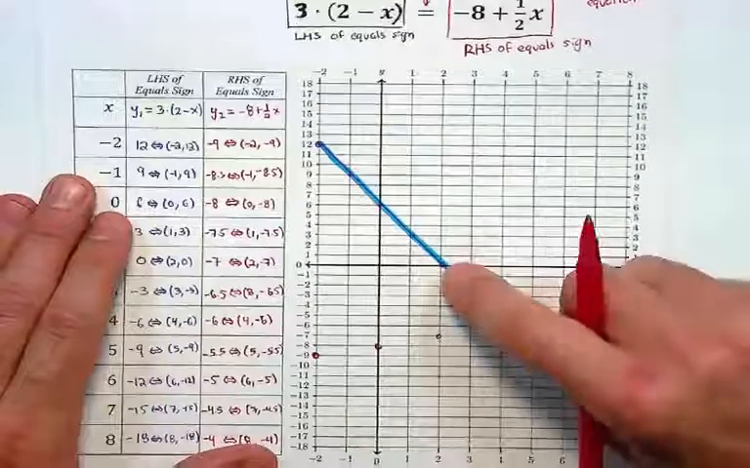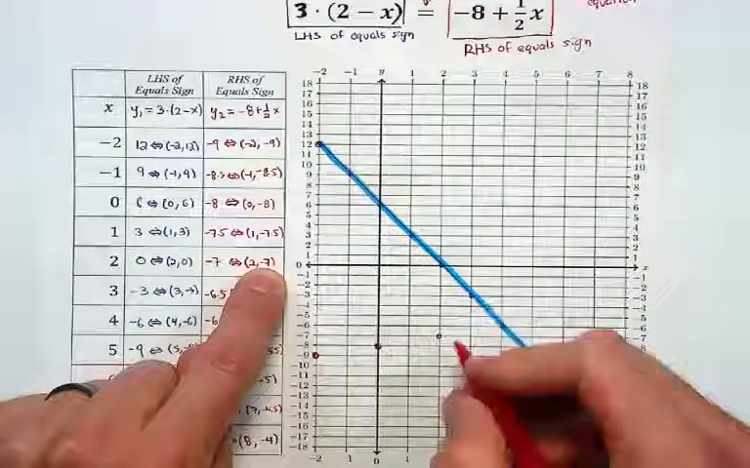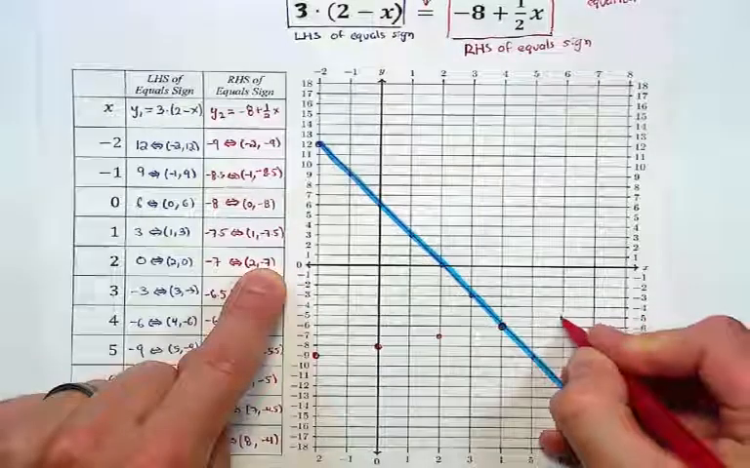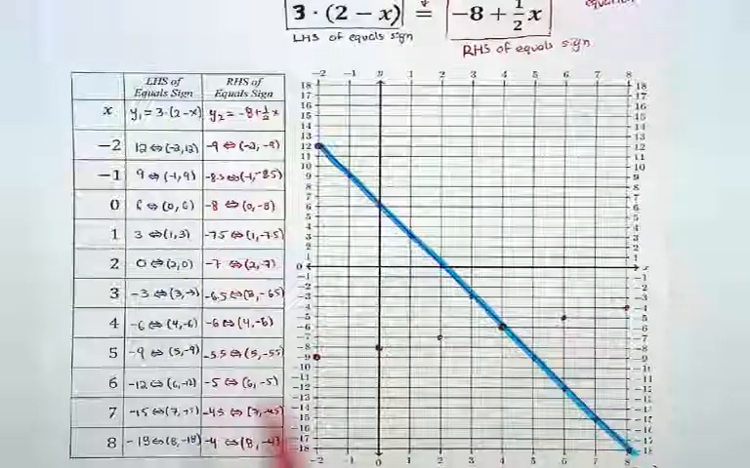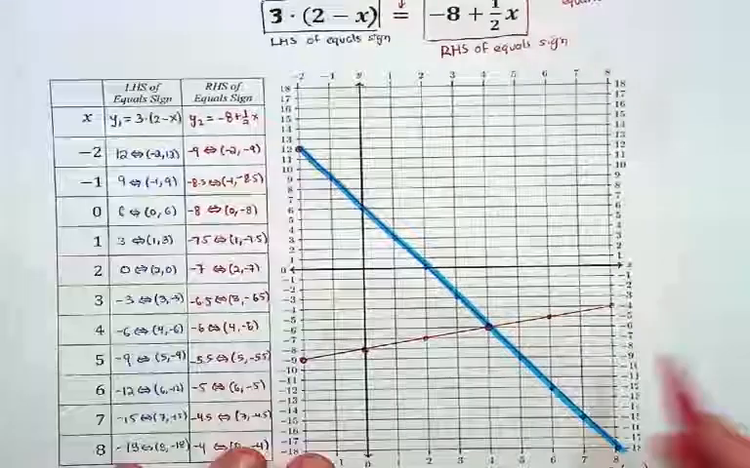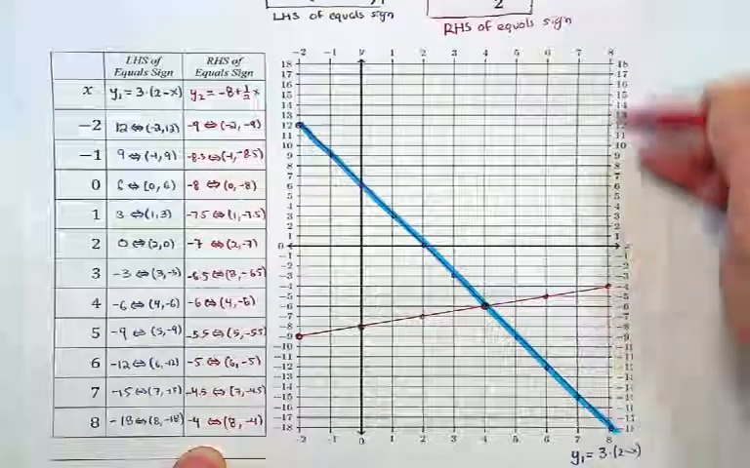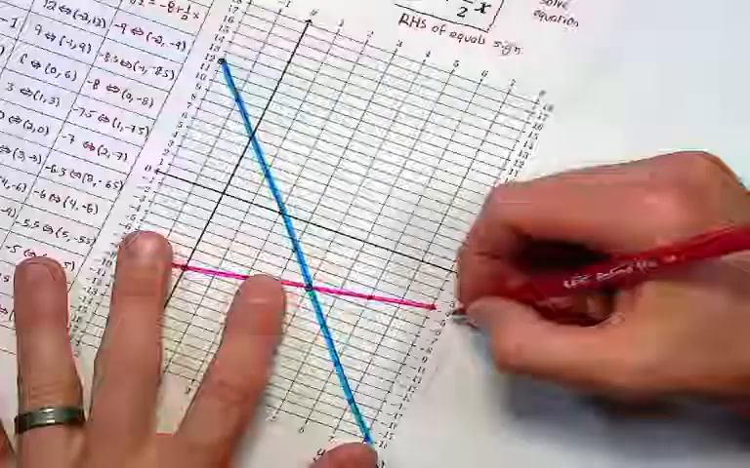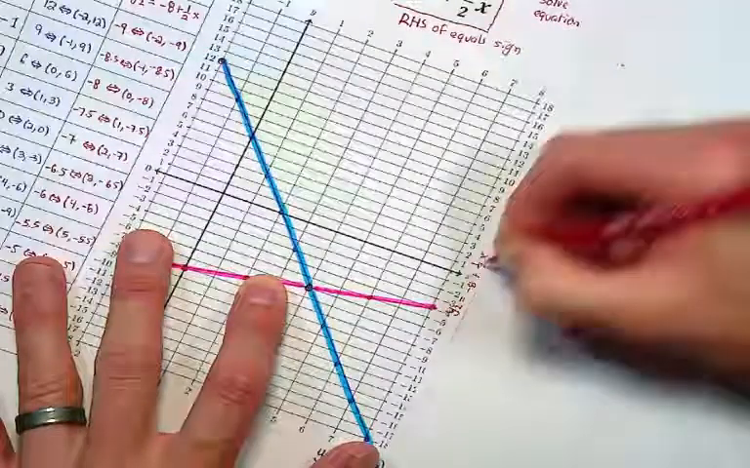Lo and behold, when x is 2, y is indeed -7. That's what I see there. Up 1 over 2, up 1 over 2, up 1 over 2. Now I've got this line. I'm going to connect the dots using a straight edge ruler. We check real quick that at x equal 8, which is this vertical line right here, y was -4. I'm going to go ahead and highlight this in red. Here we've defined y2 was -8 plus 1/2 x.